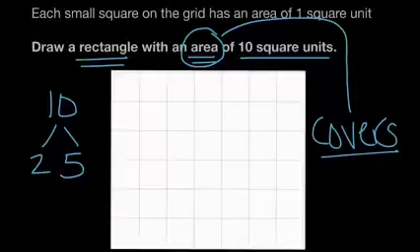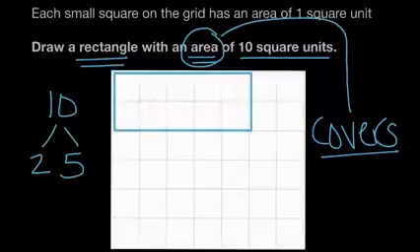So let's do that. Let's draw ourselves a rectangle. We'll start up here. Here's a rectangle. And let's see, that's 5. And we can space to make sure that covers the whole square unit. There we go. So here's our rectangle.